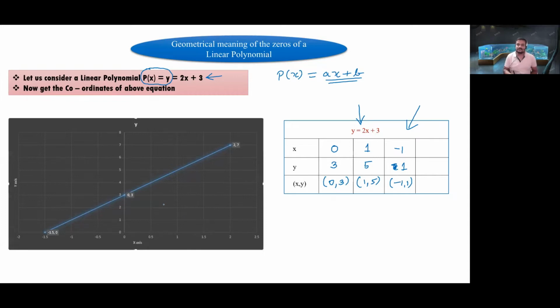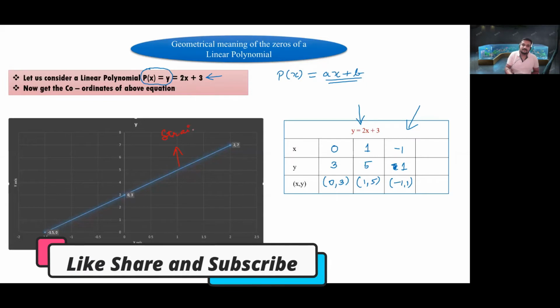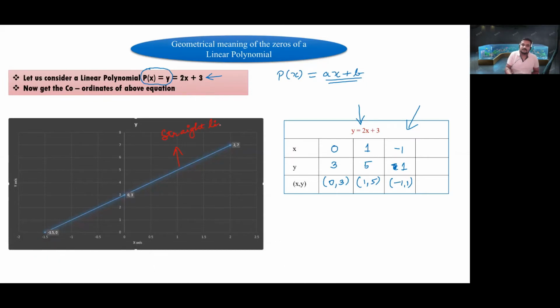Is everyone able to see the graph? Okay, it is forming a straight line. Now, as it is a linear polynomial, for a linear polynomial always a straight line will be formed. Okay, no need to draw any graph, nothing.